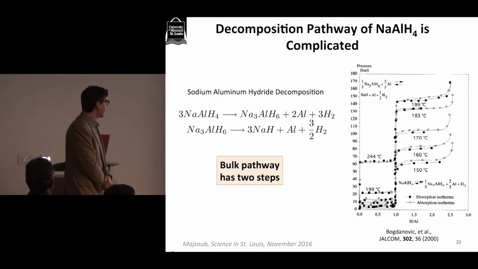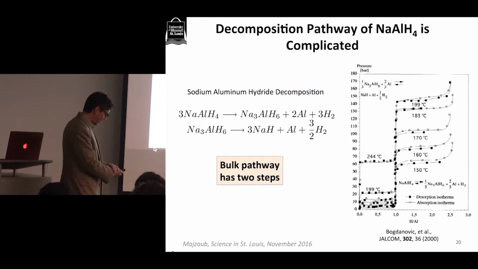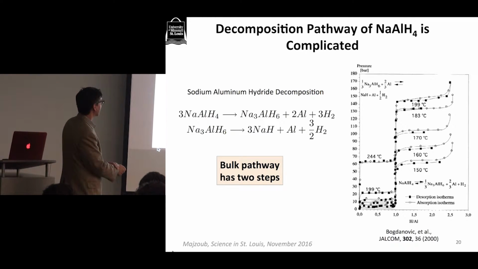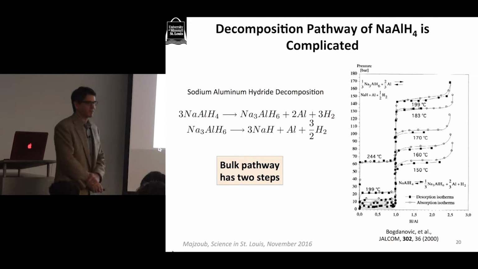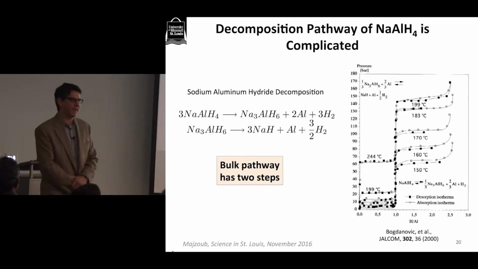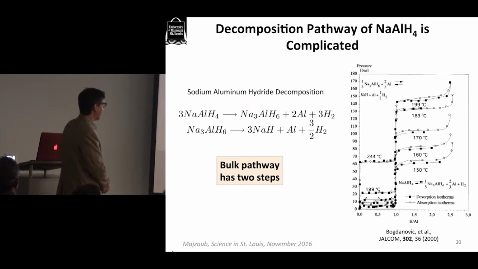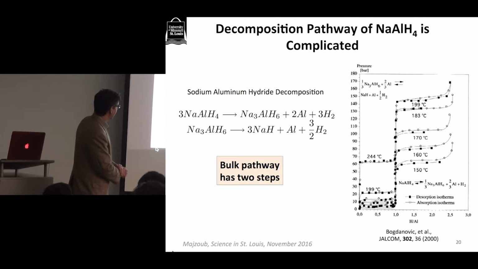Okay, so let me tell you about another very well-studied complex hydride. This is called sodium aluminum hydride. So I have 1 sodium, 1 aluminum, and 4 hydrogen atoms. And this material is of interest because it happens to have a plateau pressure right around an atmosphere, depending on what temperature you're at.